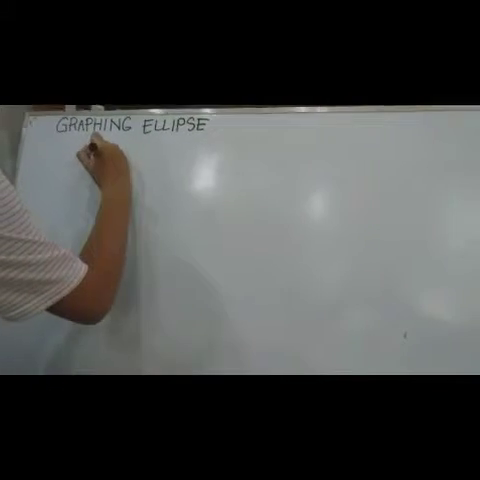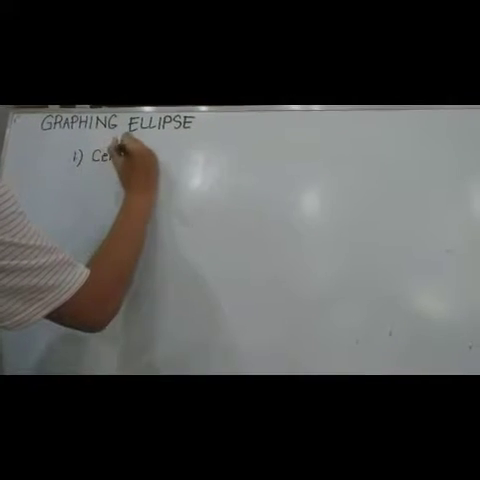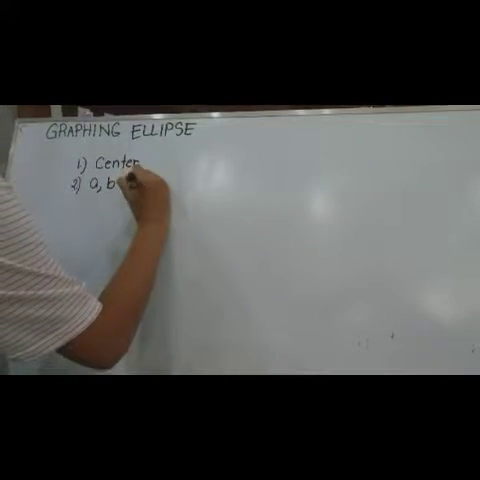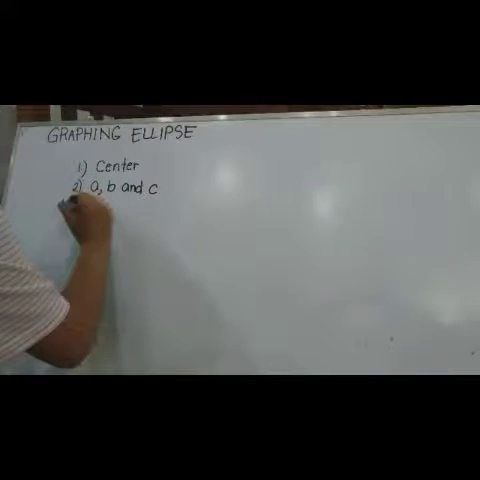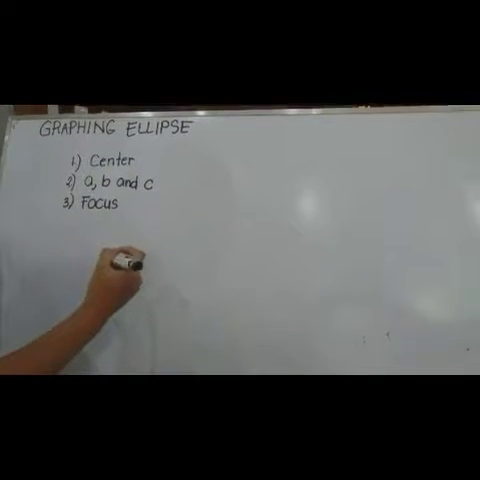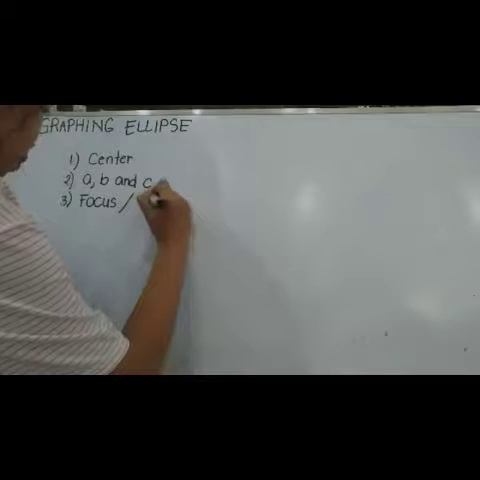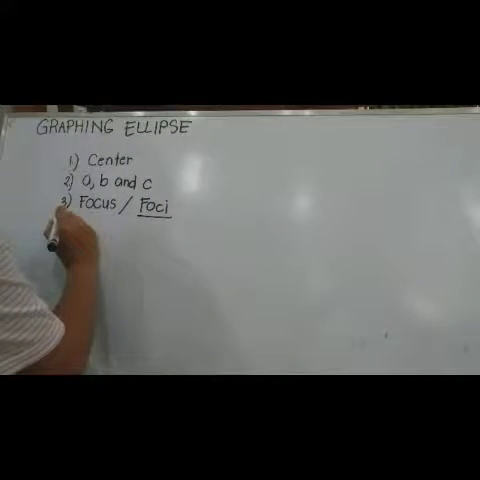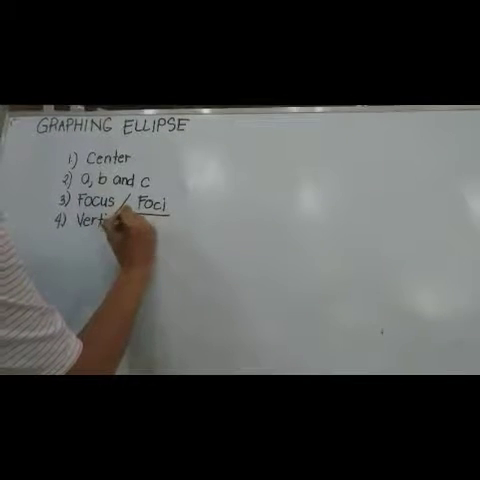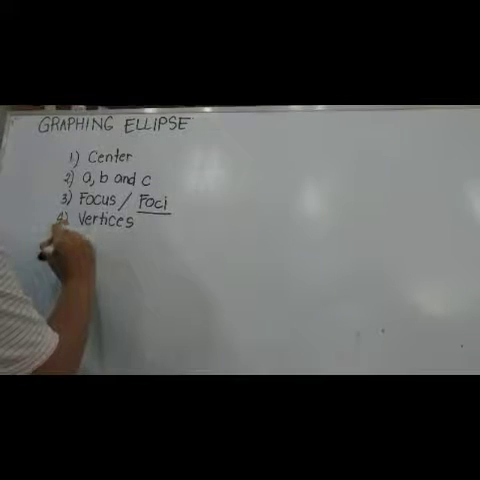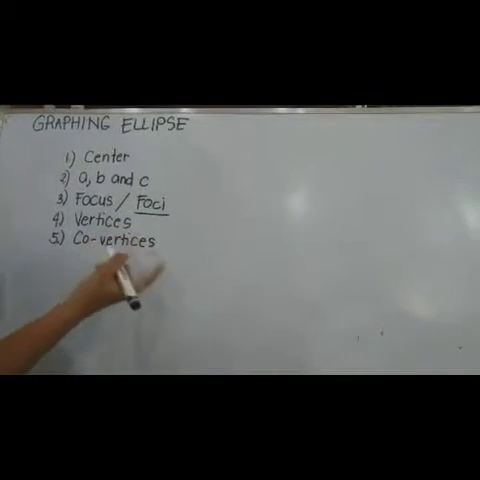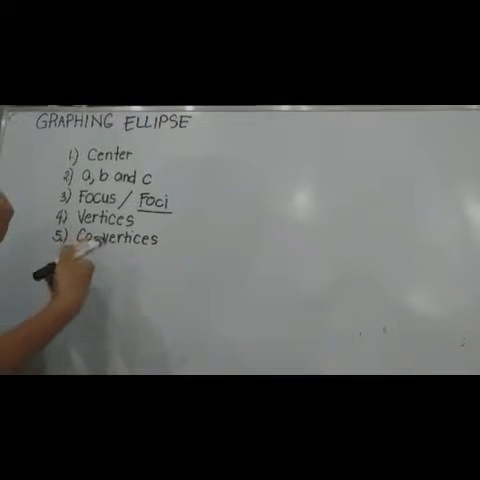Here are the things. The first one is the center. The second is the A, B, and C. And the third is the focus. Since we're talking about ellipse, there are two focus, so it's foci. The fourth one is vertices. And the last one is called co-vertices. So these are the 5 things we need to find for us to graph the ellipse.